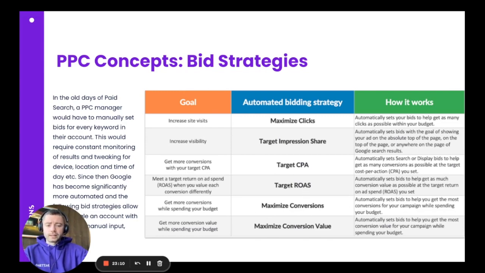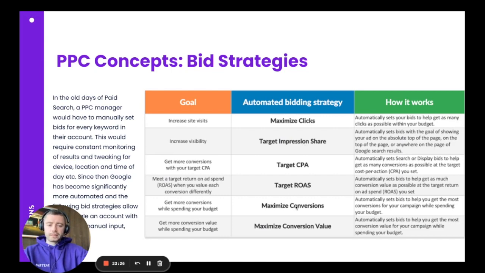Maximize conversion value works in a similar way to target ROAS. And here's the kind of one we want to avoid, really. Maximize clicks is definitely not a good bid strategy in most cases. The reason being that really Google won't look beyond the click.